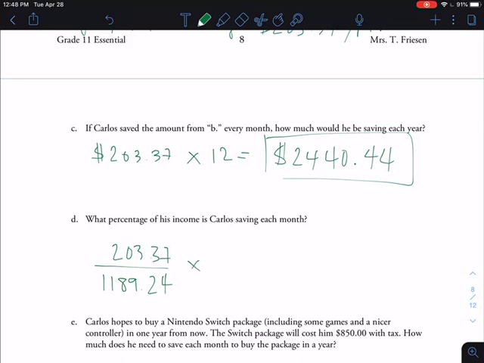Okay, and we're going to multiply that by 100%. So remember, this is just like if you got 203 out of 1,189 on a test, and then you're going to multiply by 100% to get your mark. That's the same kind of idea here. We're just finding a percentage.